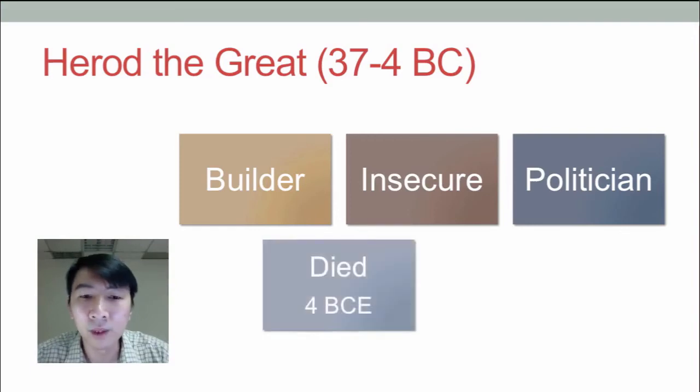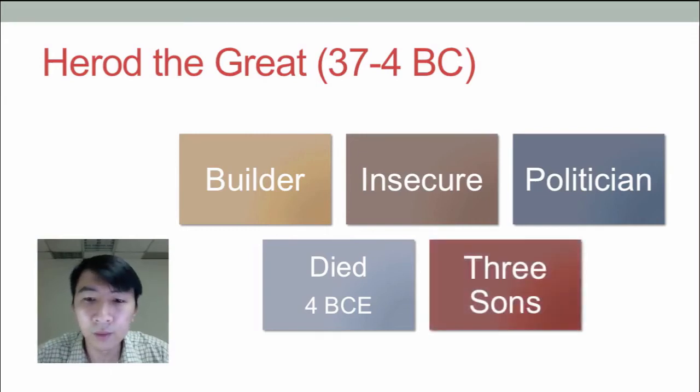And he died in the year 4 BCE. And it's important for us to know because we know that Jesus was born in the rulership of Herod. And so, in other words, Jesus must have been born before 4 BCE. We may conjecture probably Jesus was born in 4 to 8 BCE.